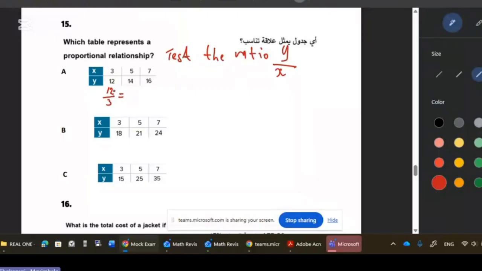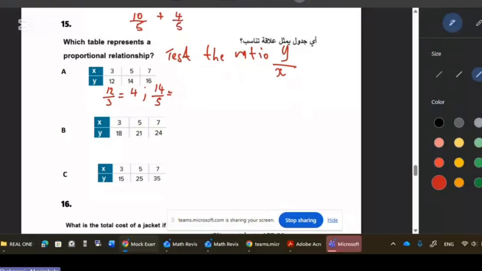How many 3 goes into 12? 4. Let's try the next one. 14. Remember, this is all y, divided by 5. What is the answer? How many 5 do you find in 14? 2. Remember, you can always separate these things like this. Whenever you forget, always separate the numbers.